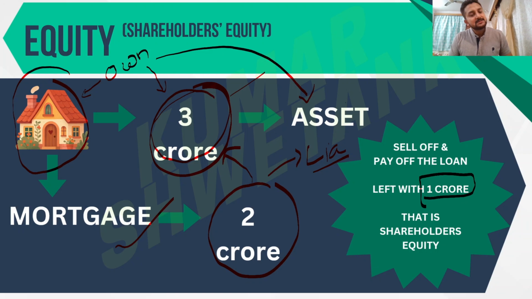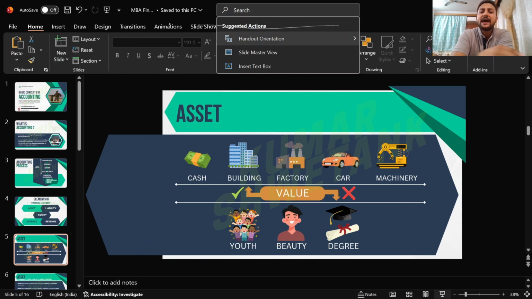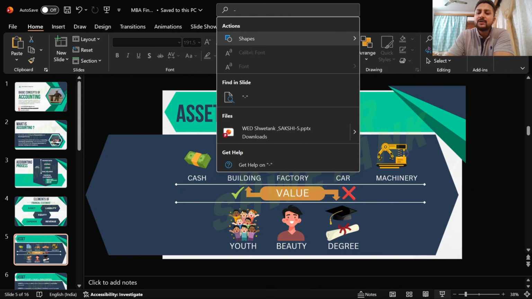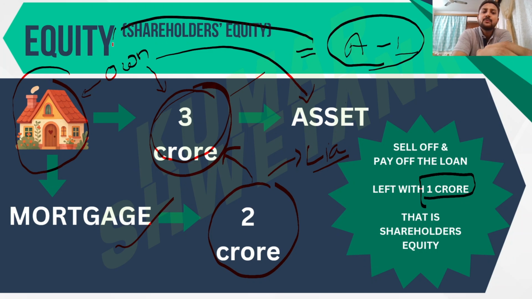This 1 crore is known as the equity, or shareholders' equity. So if I sell off all my assets and pay off all my liabilities from those assets, the money I'm left with is known as equity. Just as simple as that. If you know what an asset is and what a liability is, you just subtract the liability from the asset. The value you get is known as equity.